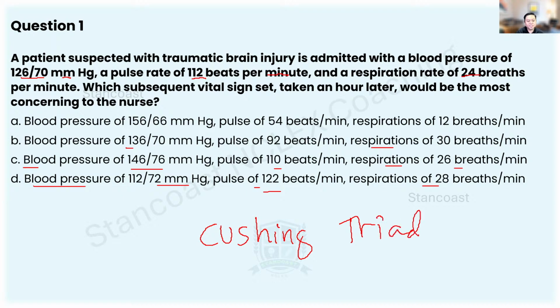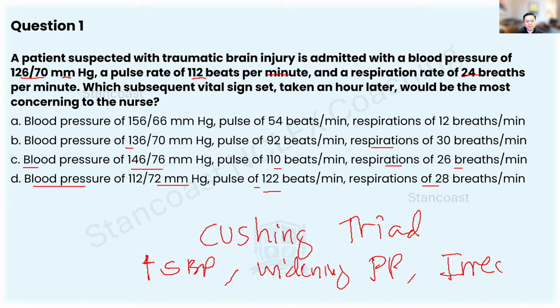Take note about the elevated systolic BP, widening pulse pressure, and also the irregular heart rate. Actually, widening pulse pressure is basically that one. Bradycardia is part of the Cushing, okay?